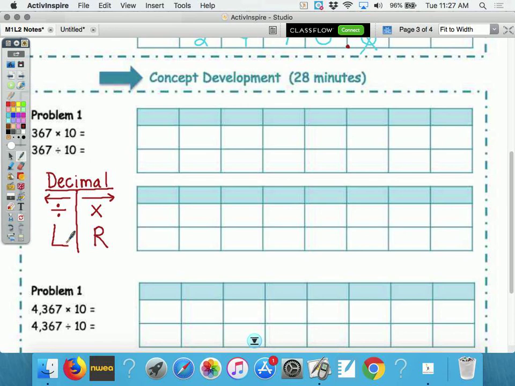Table 2. What trick? Decimal or 0? 0. You're right. So I'm going to add a 0 to the end. Anything times 10, add a 0 to the end. The next one, 367 divided by 10. Can I use the 0 trick on that? No, there's no 0 to cross off, is there? Nope. So if there's not a 0 to cross off, I can't use it. All right? So now I'm going to try my decimal trick.